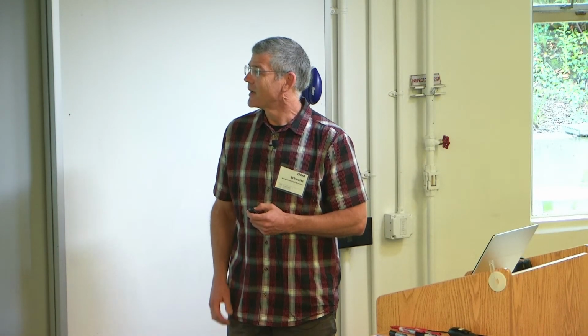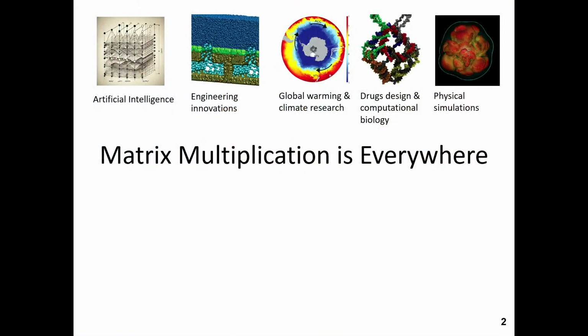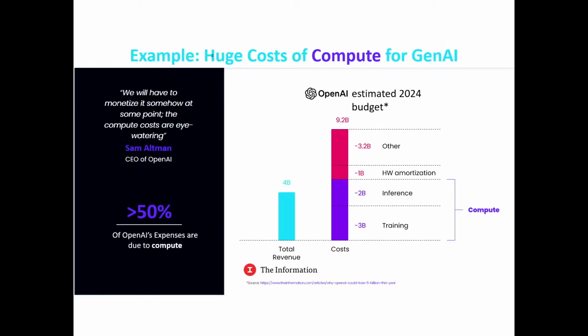Matrix multiplication is everywhere. I will motivate only very little why we should multiply matrices. Let me just remind one motivation, and that is the huge cost of matrix multiplication. OpenAI spends more than half of its budget on compute, training and inference, and that is mainly matrix multiplication. And as Sam Altman said, we will have to monetize it somehow at some point. Compute costs are eye-watering.